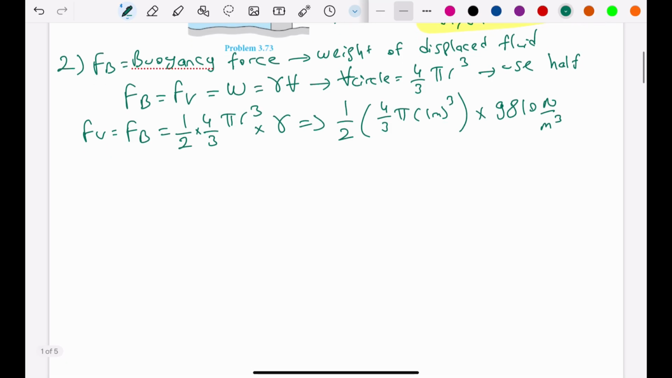So FV, the vertical force, will be equal to 20,550, or it is equal to 20.6 kilonewton.